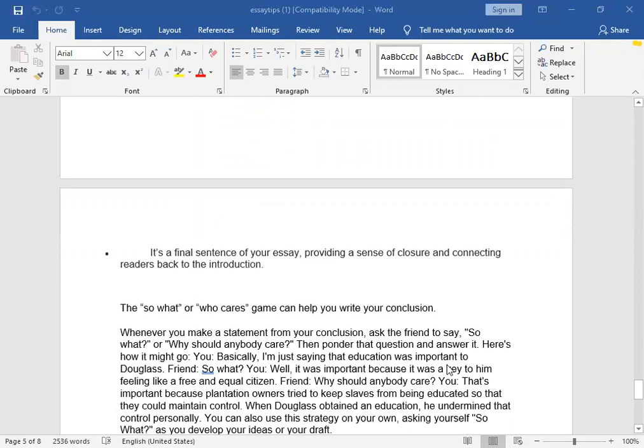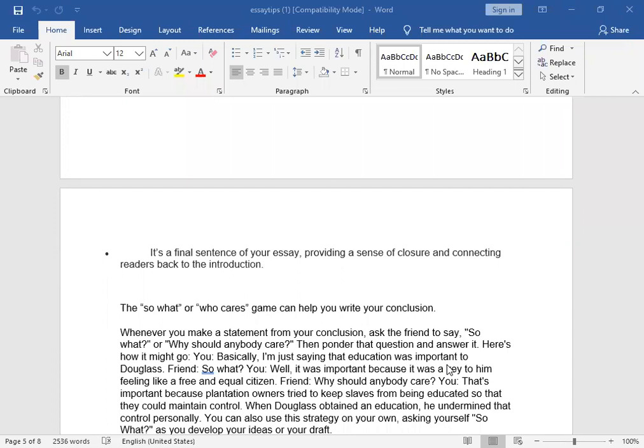Or why should anybody care? Then ponder that question and answer it here. How might it go? The issue of the accident, the spot where the accident happened. Should anybody care, and probably erect bumps there? That should provide a very good conclusion.